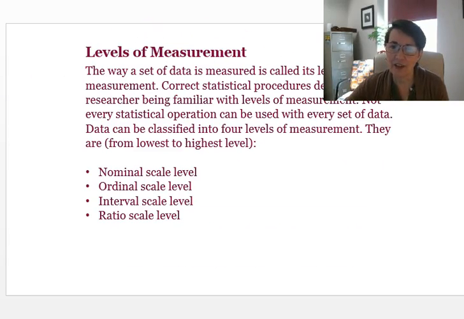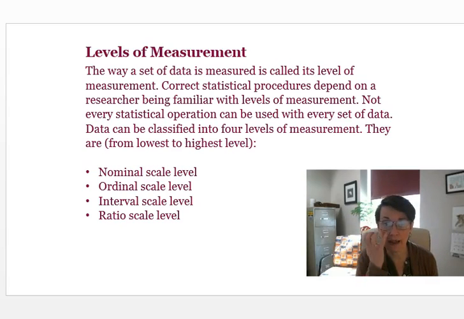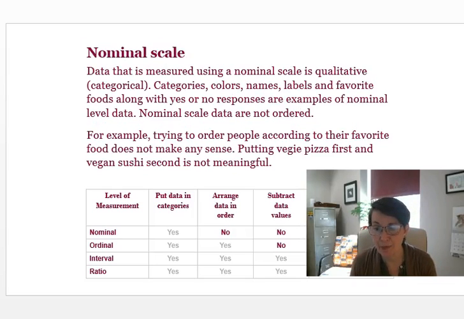This is kind of like talking about the different types of data, but this is how we classify these types of data, and this is levels of measurement. We need to determine what level of measurement the data is that we're working with so that we can know what type of statistical tests and calculations we can do. Data can be classified into 4 levels of measurement, and they are listed on the screen: nominal, ordinal, interval, and ratio.